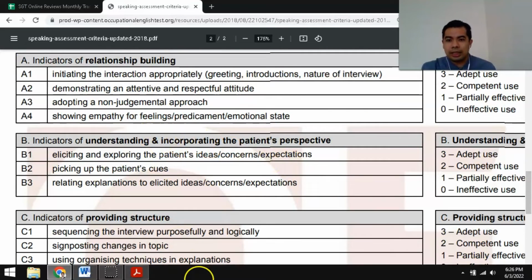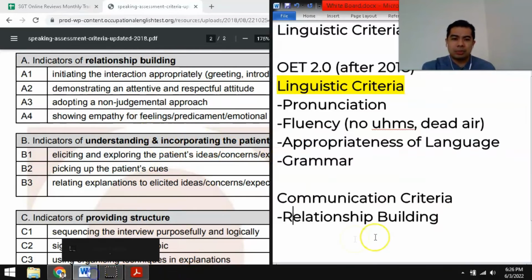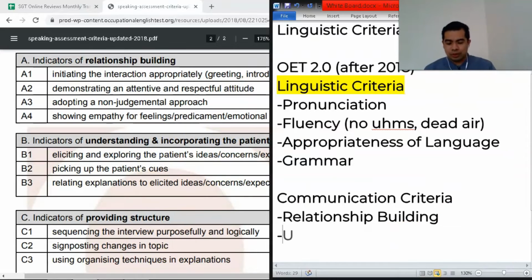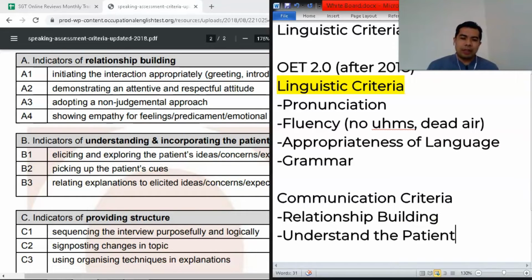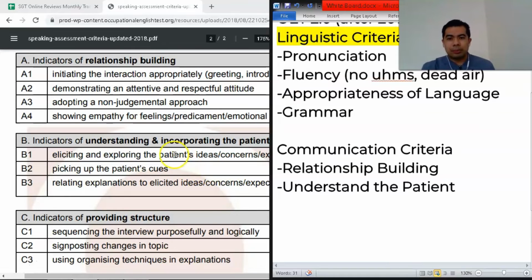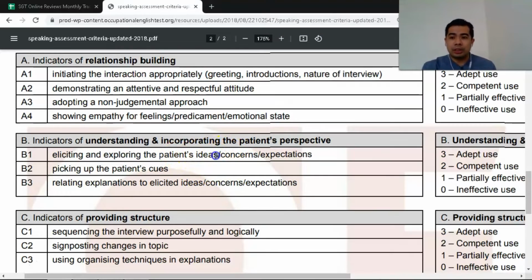The next one is understanding and incorporating the patient's perspective. In short, understand the patient. The way I like to think about this criteria is, can you put yourself in the patient's shoes? Can you look at the situation from the perspective of the patient? And how will you do that unless you ask questions? You have to ask and explore the patient's ideas, concerns, and expectations.